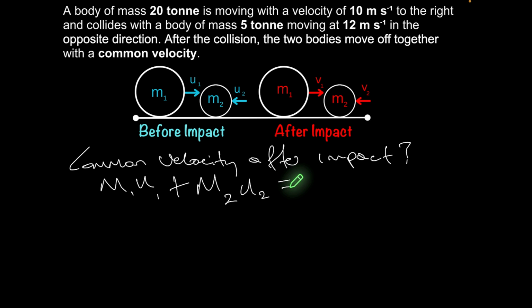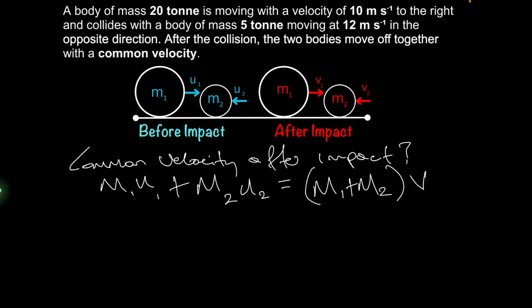So we're going to have our M1 plus our M2 now, and because they will have a common velocity, we're just going to sum these and multiply by V, which is a common velocity. So as you can see, at this stage we just need to do some substitutions and rearrange the formula to get the common velocity. But there is just one thing to really pay attention to, and that's the direction of our velocities. So let's get the numbers crunched.